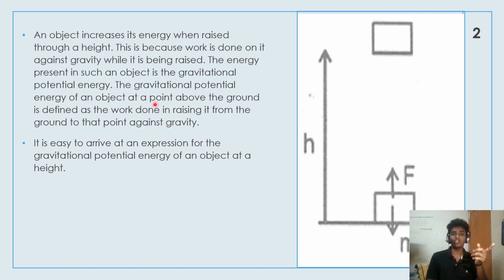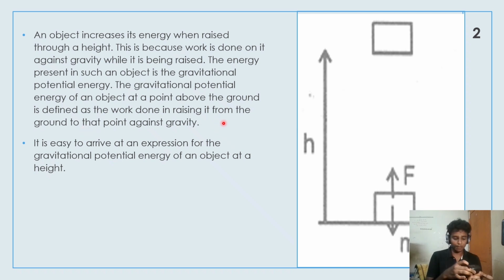The gravitational potential energy. We already talked about what the gravitational potential energy is, right? It's the energy possessed by an object at a certain height, at a point above the ground. We can classify that gravitational potential energy as the work done. It is defined as the work done in raising it from the ground to the point against gravity.